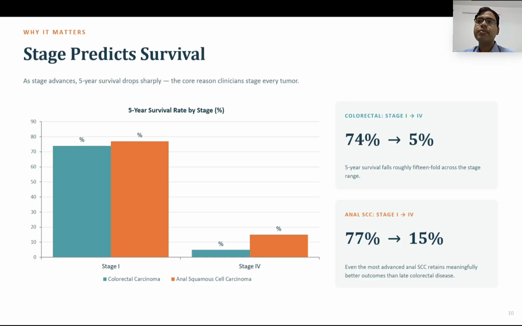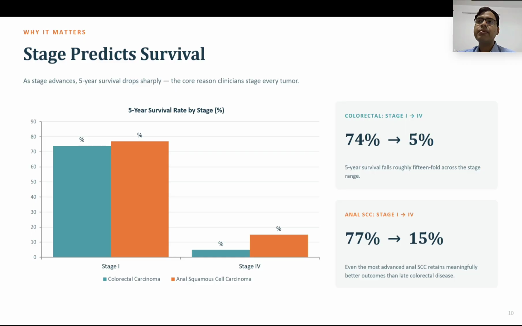Colorectal cancer, stage 1 disease, survival of 75%, almost 100%, falls to 50% in case of stage 4 disease. Five-year survival falls sharply. It falls by almost 4 times, 5 times. And in anal cancers, again, same thing. When you go from stage 1 to stage 4, the survival ranges from 77% to 55%. So you see this in colorectal and anorectal cancers.